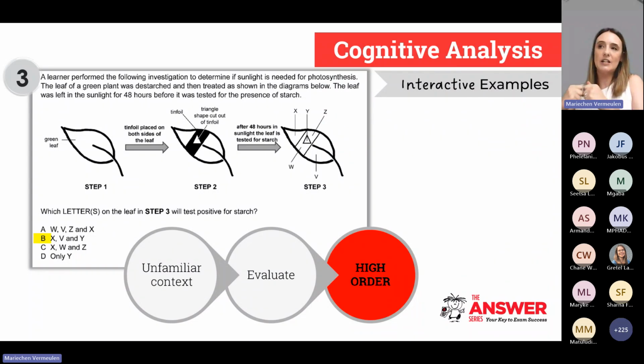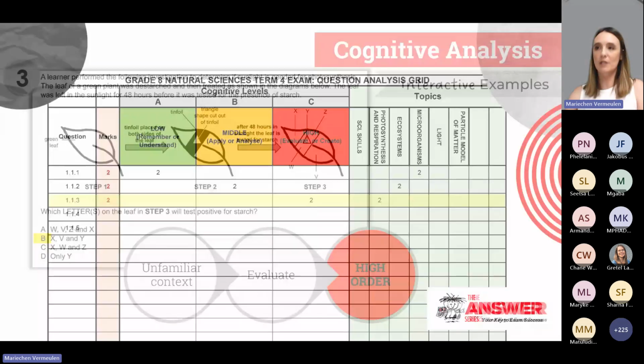I don't necessarily disagree that you could argue that it would be a middle order question if you feel like this is only analysis and, you know, application of knowledge to this. I just felt like they had to evaluate the outcome of this experiment based on how you've manipulated it. So that put it for me in a higher order bracket. Okay. But agree to disagree if you feel strongly middle order.